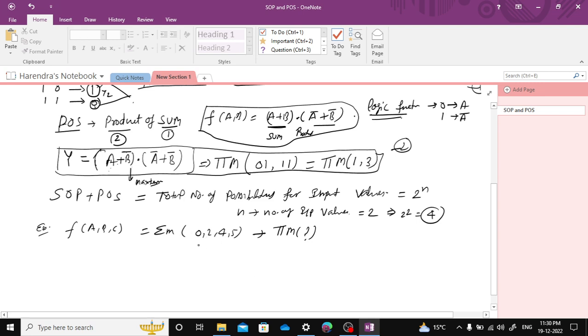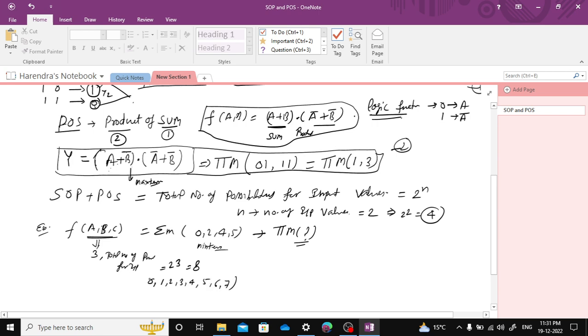So here this is your min terms, and pi m, the max terms, has been asked. So how to calculate the max terms for a given SOP expression? First find out the number of input values, that is 3, A B C, and then calculate the total number of possibilities. The total number of possibilities for input is 2 to the power 3, that is 8. So you have a total of 8 possibilities. So what are the 8? You can provide 0, 1 2 3 4 5 6 and 7.